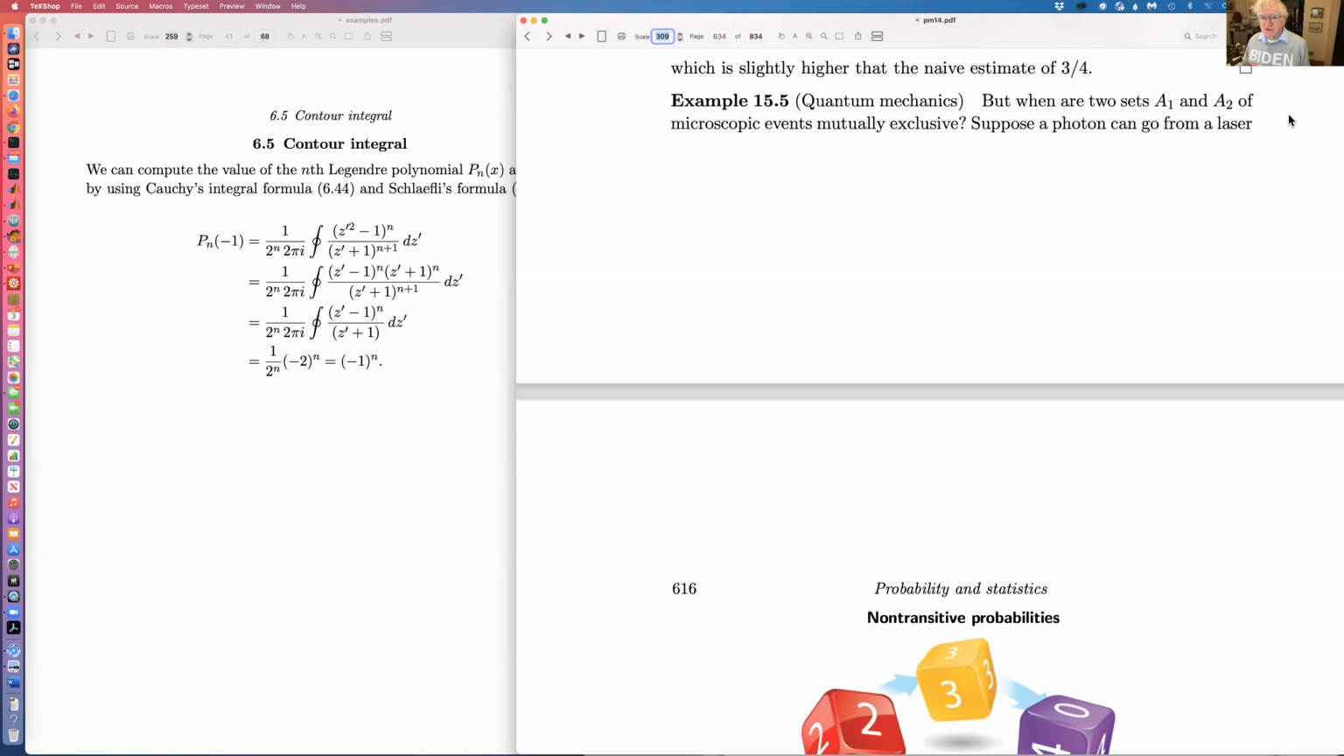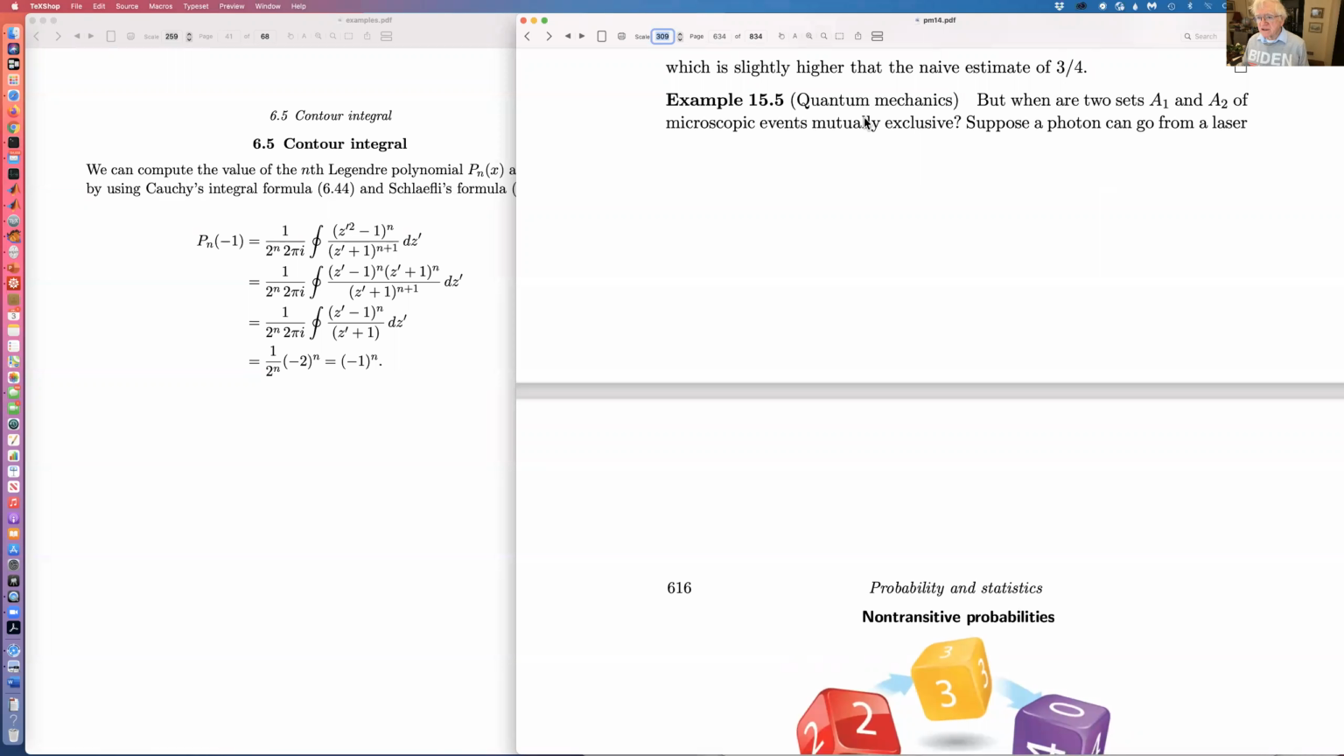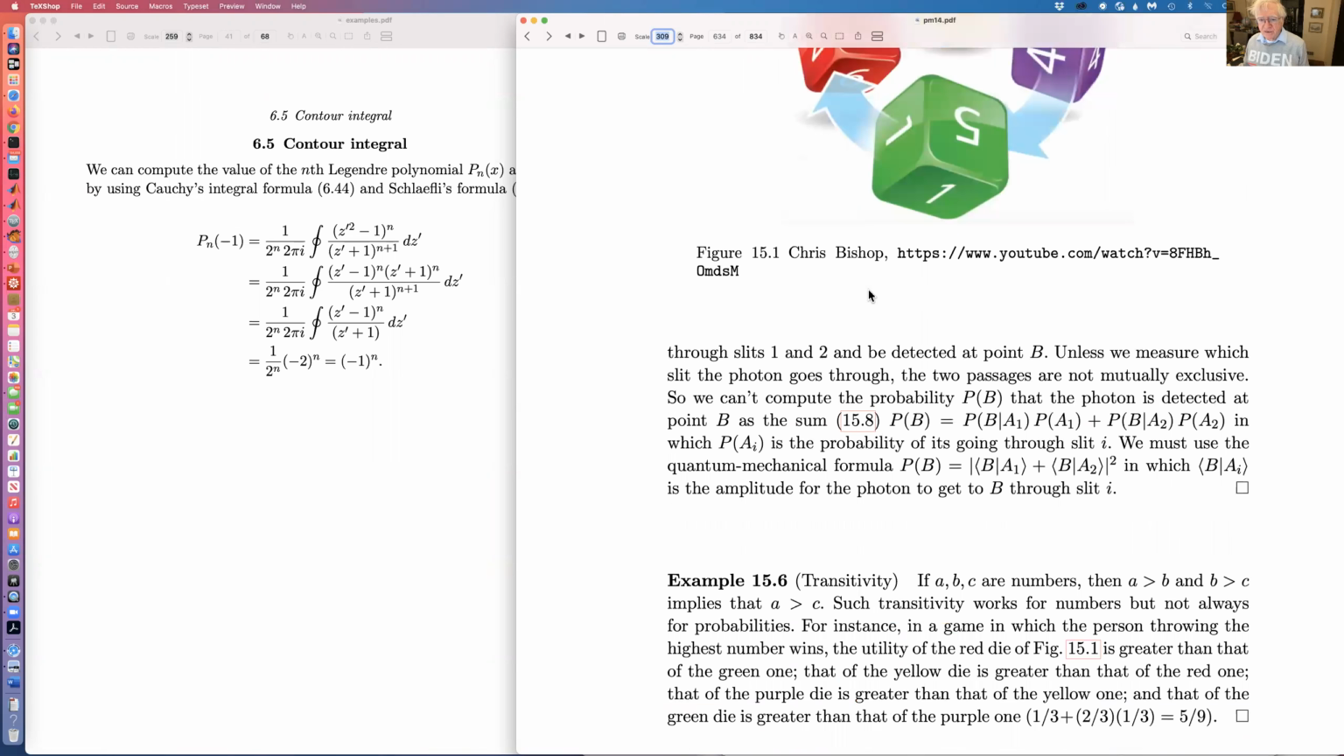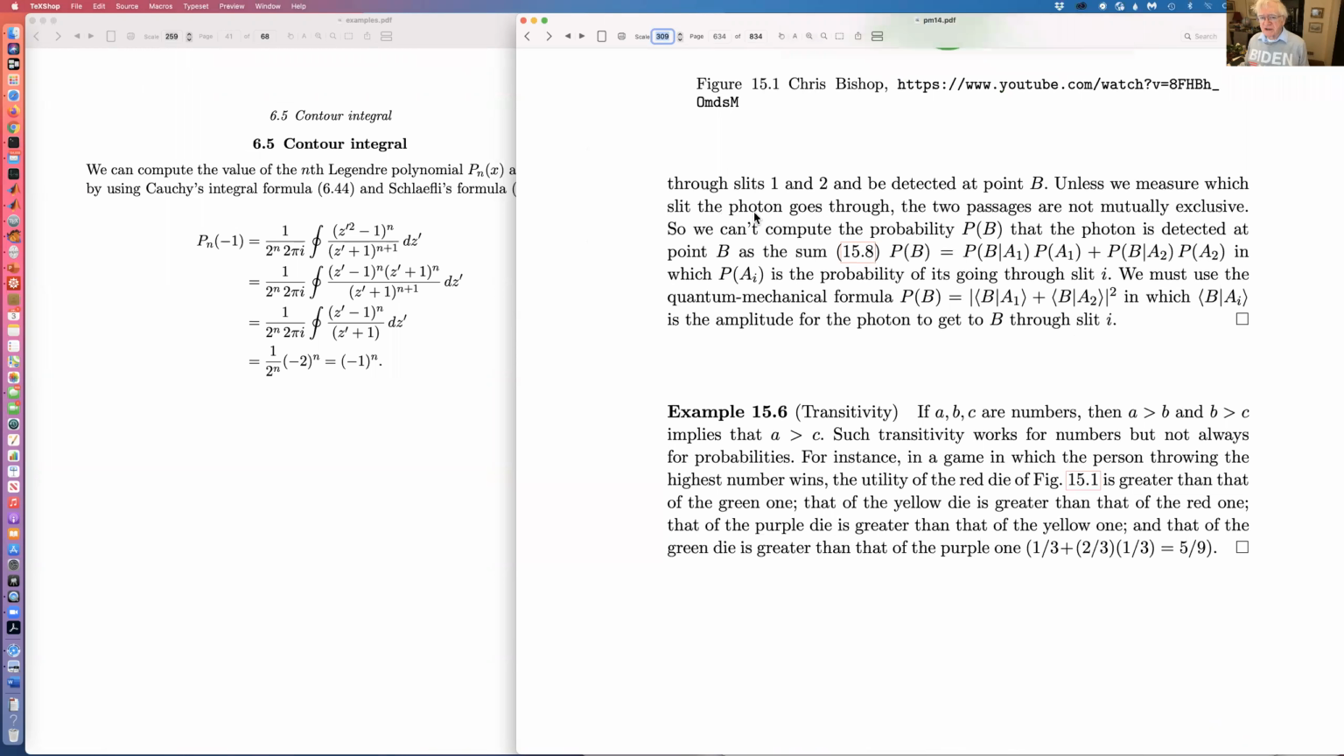So suppose we have 2 sets, A1 and A2, of microscopic events. When are they mutually exclusive? Suppose a photon can go from a laser through slits 1 and 2 and be detected at point B. Unless we measure which slit the photon goes through, the two passages are not mutually exclusive.